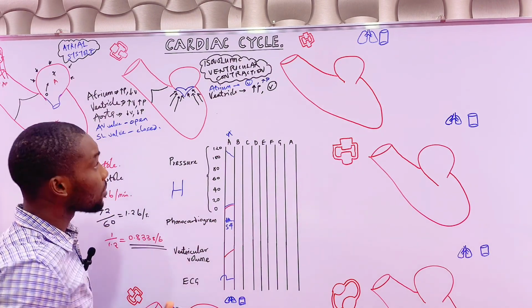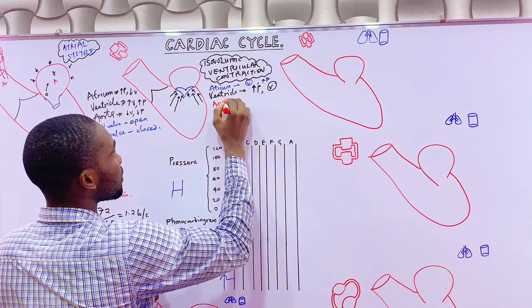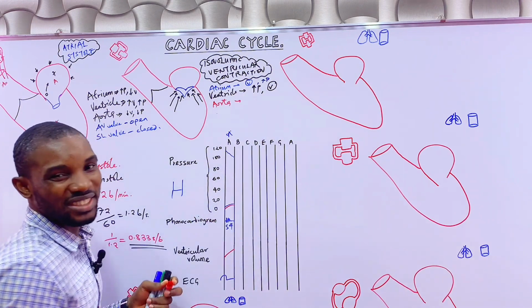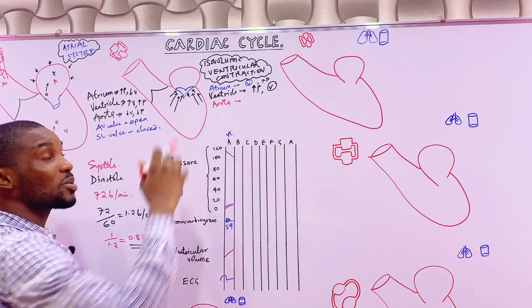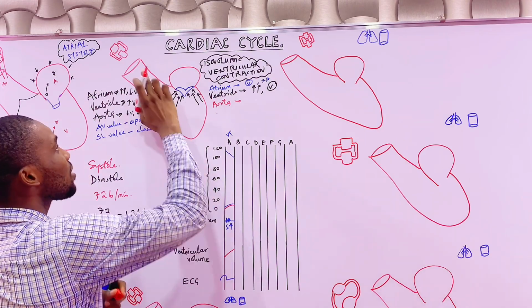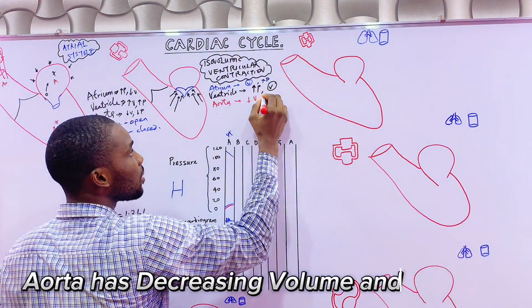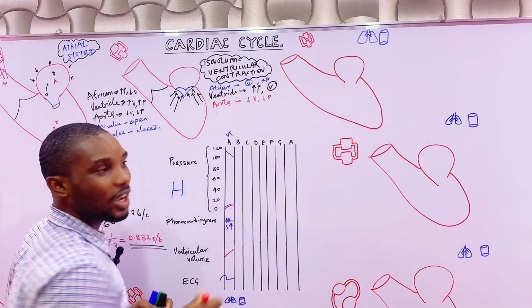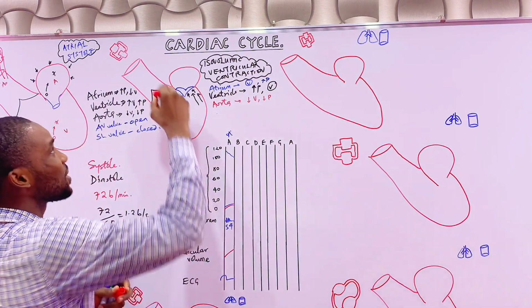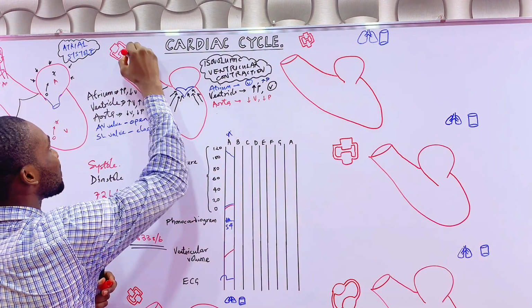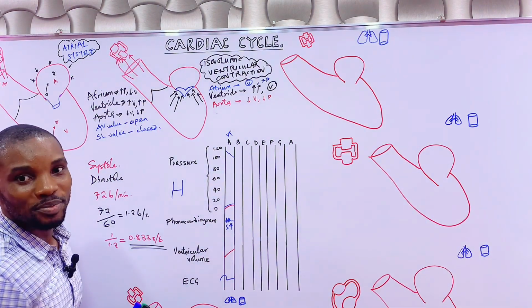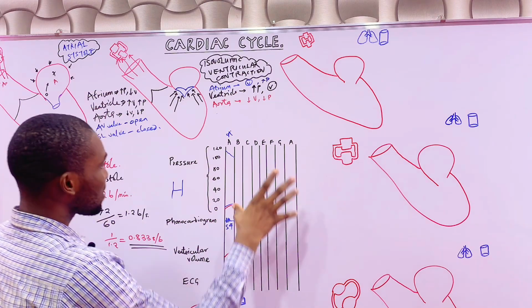Then how about the aorta? We have our aorta here. The aorta is not affected much by what's happening in the ventricle because its pressure is already high, right? So the aorta has its normal reducing volume and reducing what? Pressure. Why? Because it's feeding its children, right? So it's feeding into the rest of the arterial system. Cool.